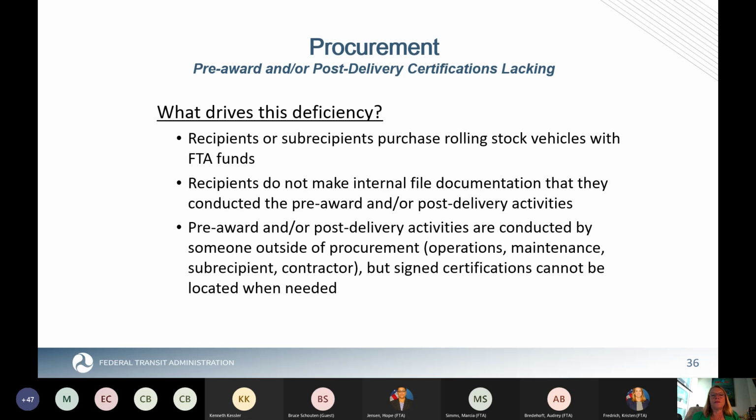So what drives this deficiency? Well, one thing that drives deficiencies in this area is that many FTA recipients use FTA funds for rolling stock.